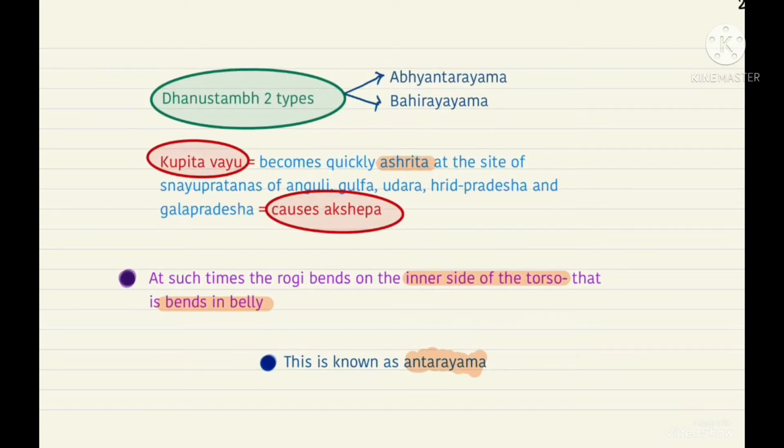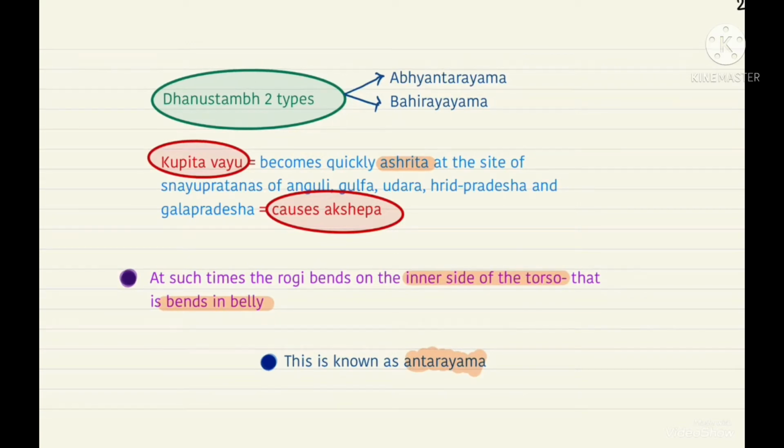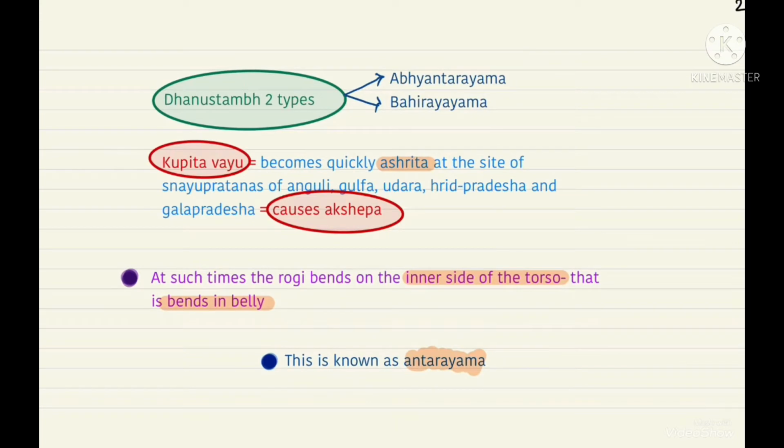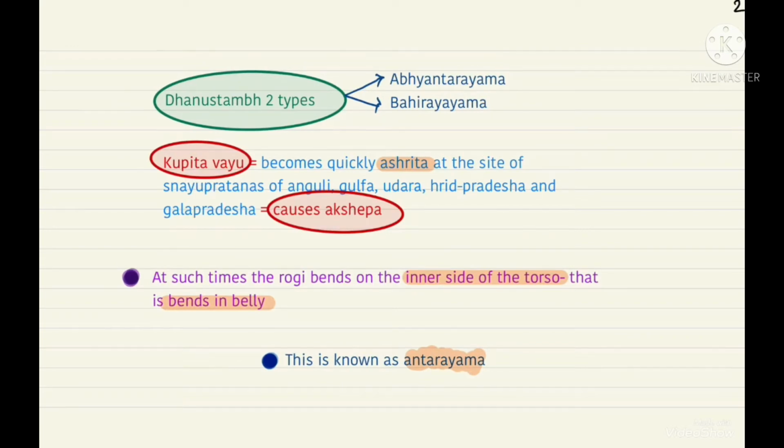Alright, so Dhanustambha is of two types, Abhyantarayam and Bahirayam. Abhyantarayam is also known as Antarayam. So Antarayam and Bahirayam are the two types of Dhanustambha. What happens is the Vayu becomes Prakupit and it quickly becomes Ashrit at the site of Snayu Pratanas of Anguli, Gulfa, Udar, Hridya Pradesh and Gala Pradesh. At these sites, the Kupit Vayu quickly becomes Ashrit, and then this causes Akshepak. At such times the Rogi bends on the inner side of the torso, that is he bends in the belly, he bends forward. So that is why this is known as Antarayam, the inner side of the torso, or Abhyantarayam.